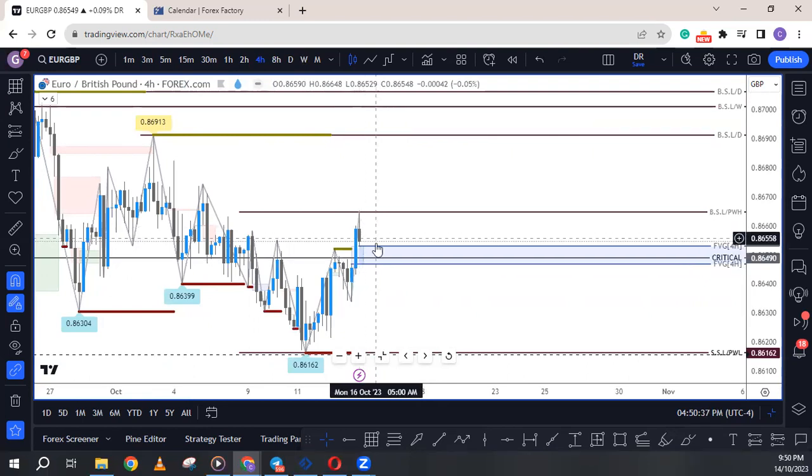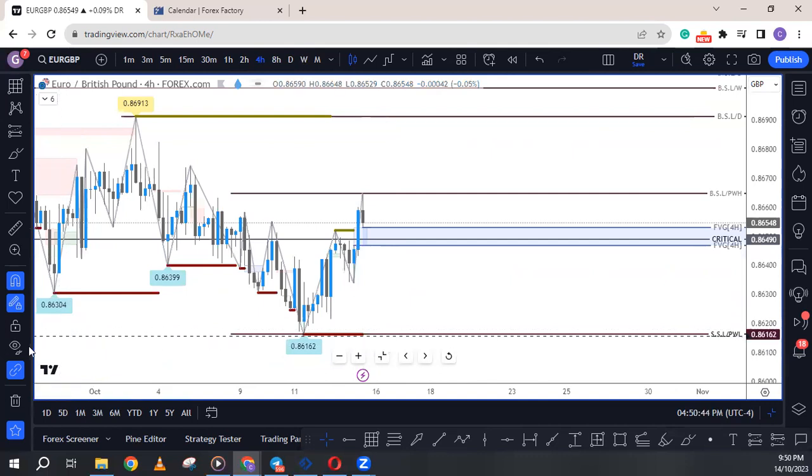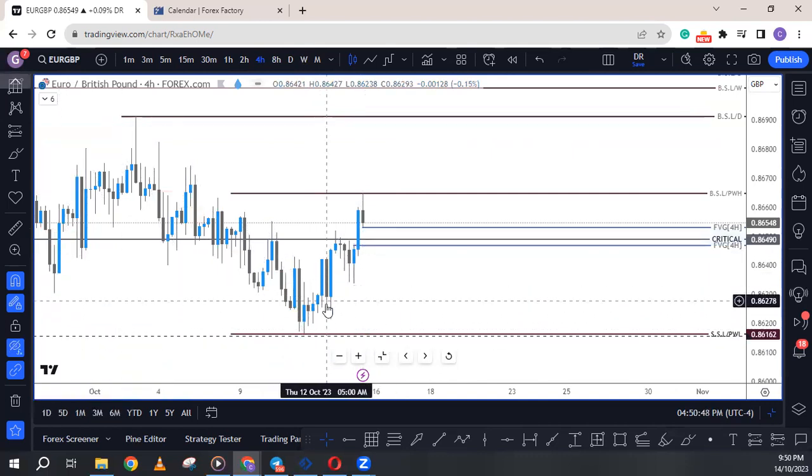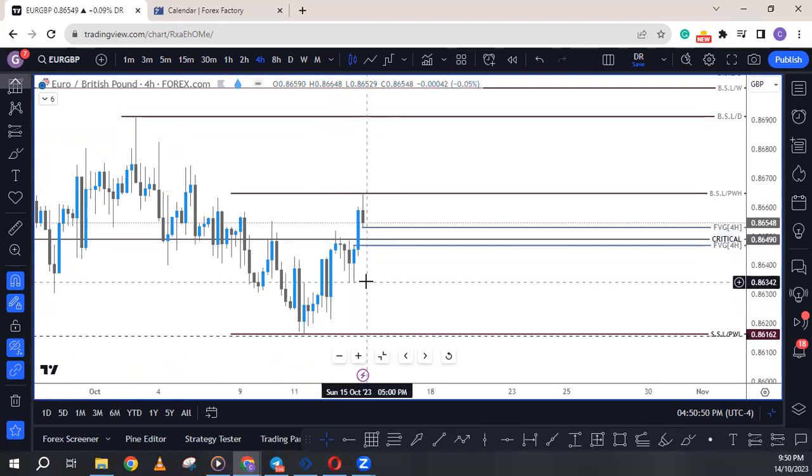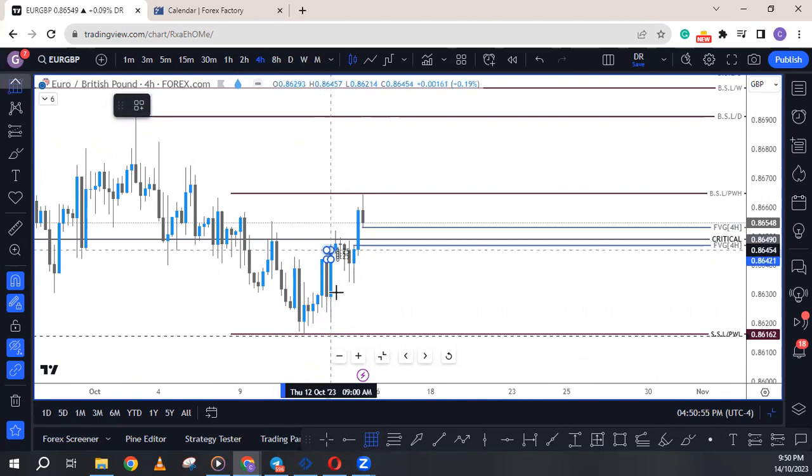So we'll watch to see a retracement into this fair value gap or this swing low. Because if you notice, there's another block here, this last down candle before this move. If you notice, price held. Price didn't close below the 50%. Let's look at it.